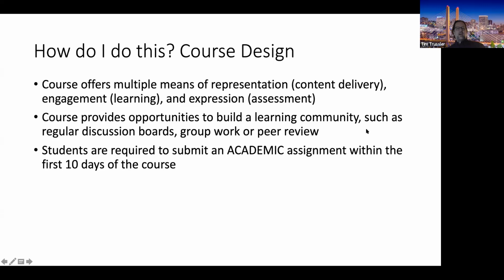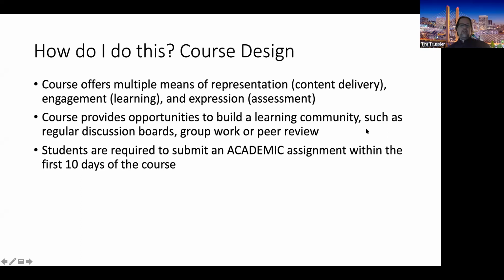Okay, so we talked about our multiple means there. The course provides an opportunity to build a learning community. So you want people to have that interaction with other students. Some of you have talked about this already. Maybe you provide discussion boards as a way of giving the students an opportunity to share. Maybe you have them work in groups.